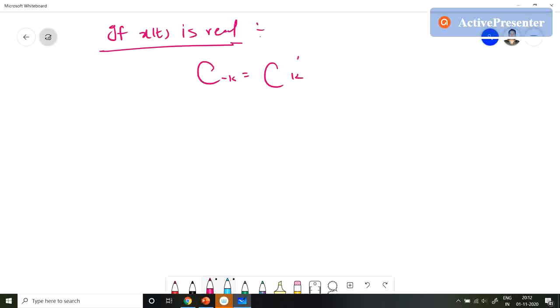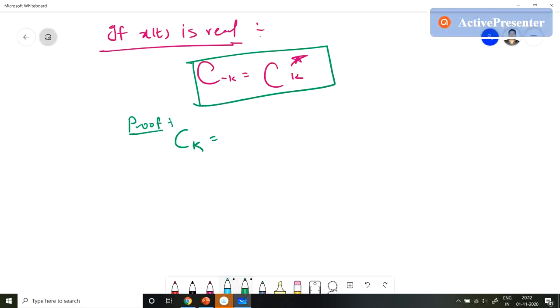So we can find out various conditions. The first condition is if x(t) is real, then what we will get here? We will get c minus k is equal to c_k conjugate. Please check this. So if x(t) is real, then c minus k is equal to c_k conjugate. So we can prove this.